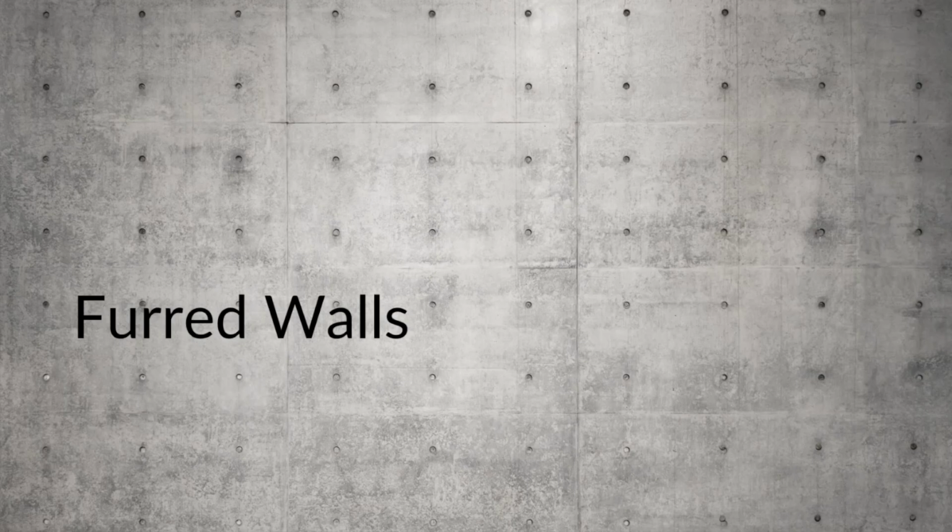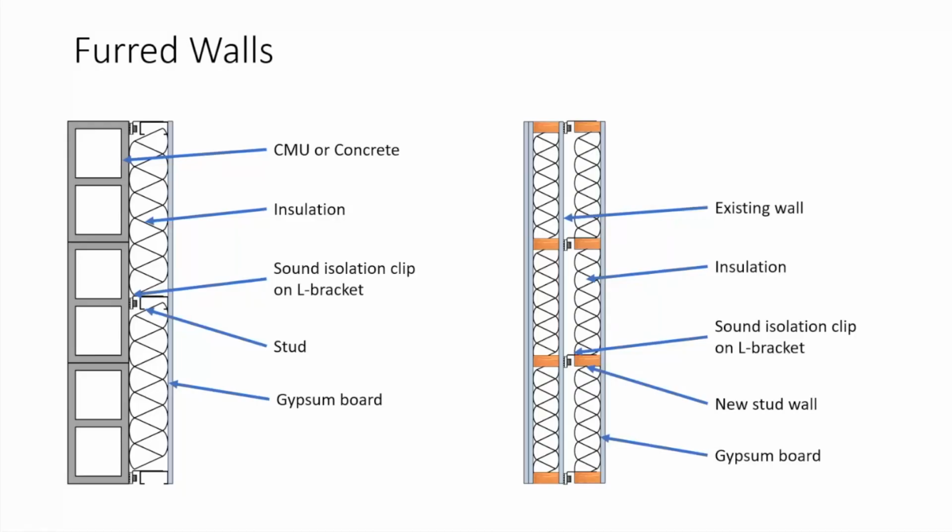Furred walls. So furred walls could be where you want to fur a wall out from a CMU block wall or maybe from an existing wood stud wall. With the CMU block wall, again, maybe you've got something like a recording studio where you're going for very high levels of sound isolation. So you've got the CMU block wall for a lot of mass, but you want to further improve the acoustic isolation and also provide space to run electrical lines, cables, services, and things like that.